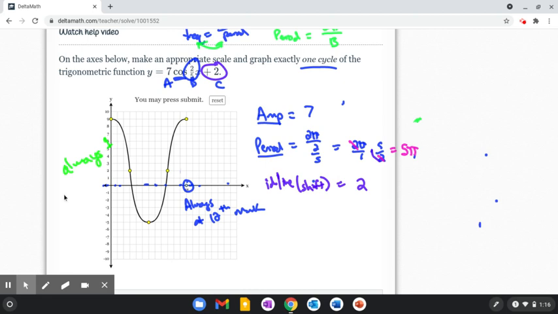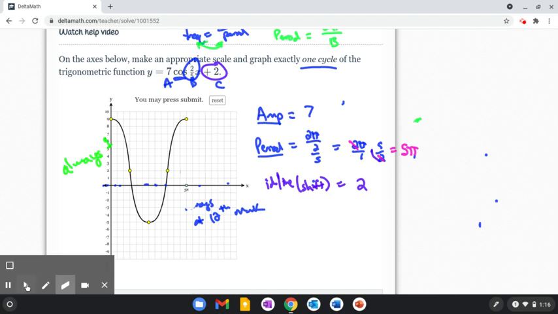So if you'll notice now, our midline is at 2. That's good. Our amplitude is 7 because 2 up to 9 is 7. 2 down to -5 is 7. And then our period, we start at 0 and end at 5 pi. So I know there's a lot going on there. I might actually shorten this assignment a little bit.